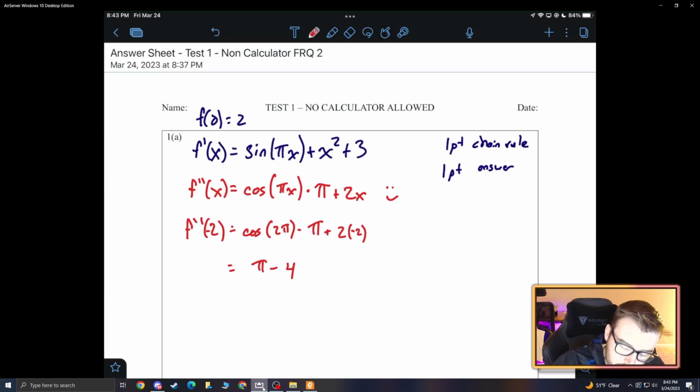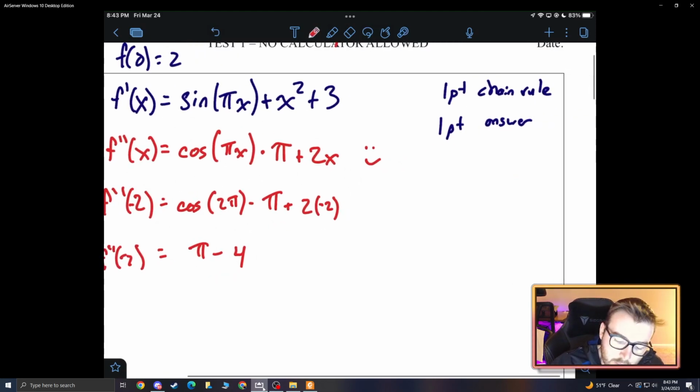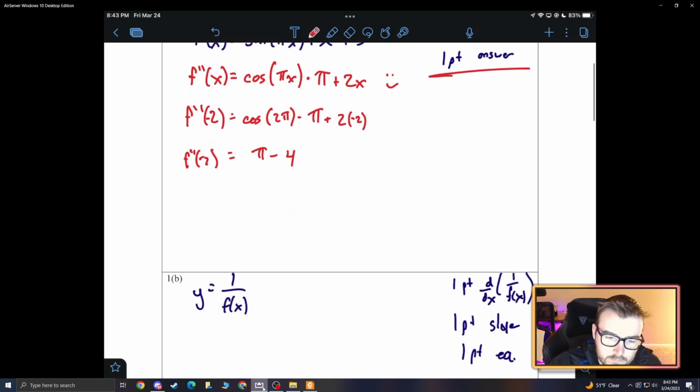Getting maybe a little tired. All right. So cosine of 2 pi is 1 times the pi on the outside. 1 times pi is pi minus 4. And that's your f double prime of negative 2. And you get the second point for the answer. All right. No justification or anything needed. Just show a little bit of work and you're fine.